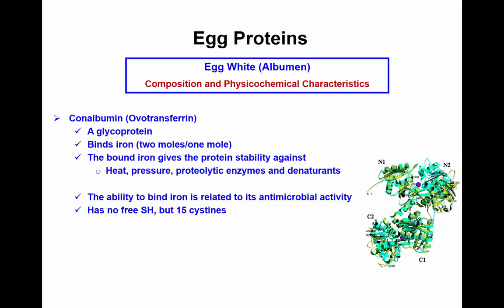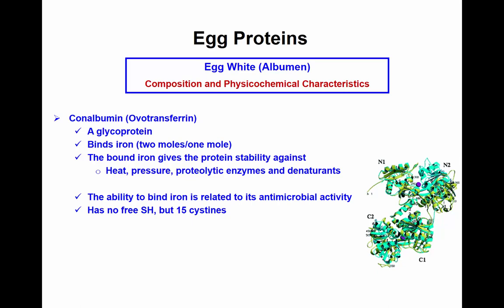Conalbumin is also known as ovotransferrin because of its ability to bind iron. And actually this is a mechanism to be an antimicrobial agent, because it will bind iron, rendering it not available for microbes to grow. And I did mention that binding iron makes it more stable in general, resistant to heat, pressure, denaturation, hydrolysis by enzymes, and obviously other denaturants.